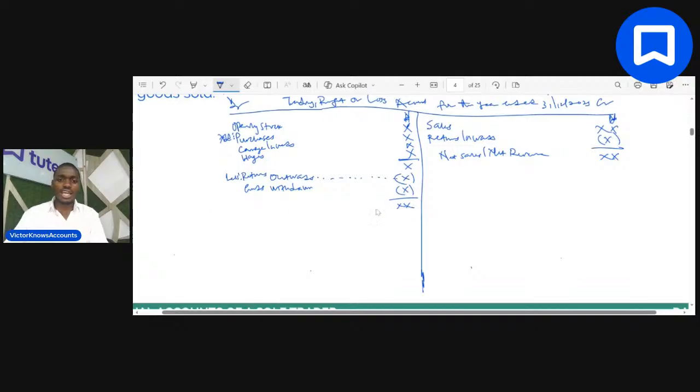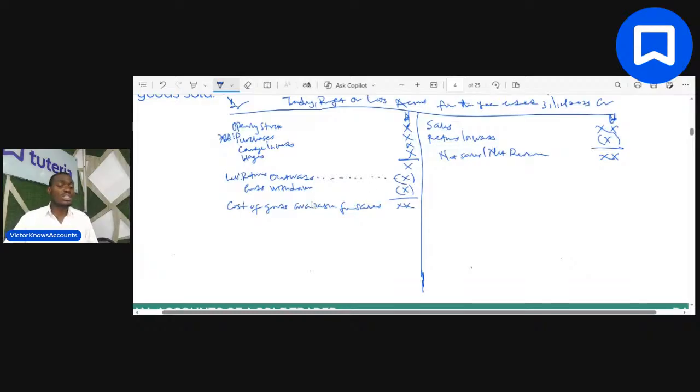Now, this amount that you have is your cost of goods available for sales. Now, what does that mean? Don't forget, I said we want to first determine the amount of goods that we have that we can even sell before we know the amount of goods that we sold. So at the end of the day, we notice that the cost of goods that we have to sell is this amount.